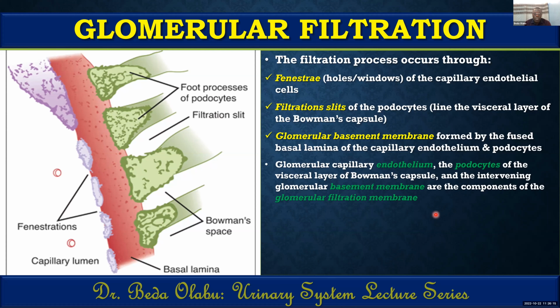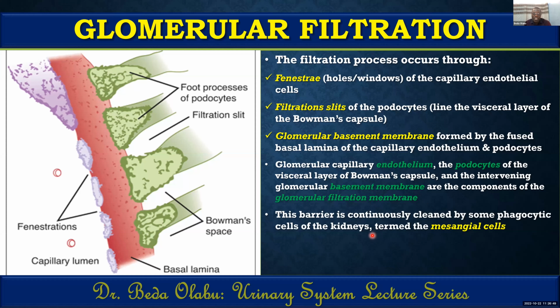So when you look at these structures we've talked about, the glomerular capillary endothelium, which are fenestrated, the podocytes of the visceral layer of the Bowman's capsule, which have finger-like projections, and the intervening basement membrane. Those three structures constitute the glomerular filtration membrane. And this is the barrier to glomerular filtration.